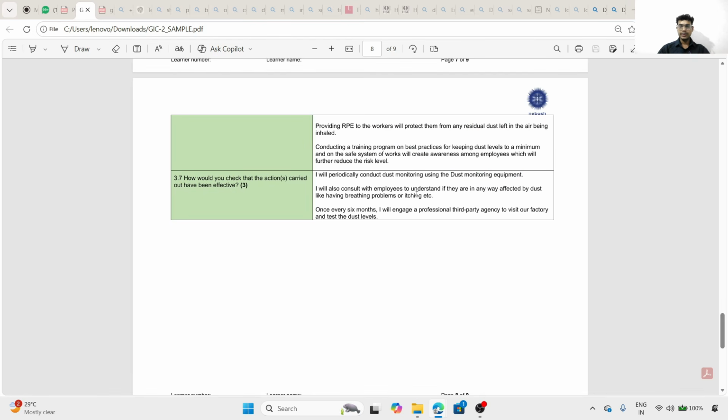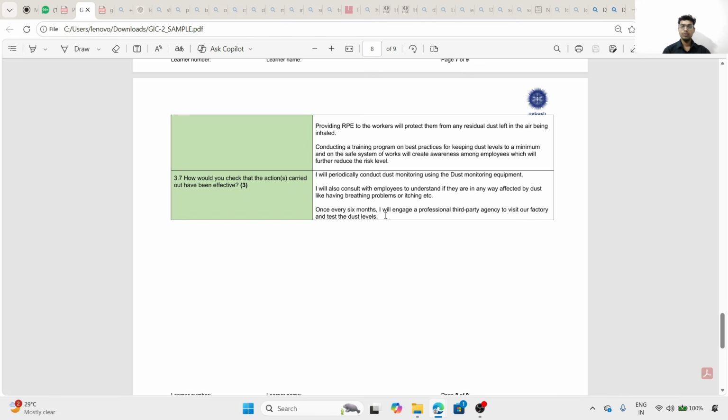I will also consult with employees to understand if they are in any way affected by dust, by having breathing problems or itching. So worker consultation will be done, in which we get their information on how the situation is currently going. That will also be important. Once every 6 months, I will engage a professional third-party agency to visit our factory and test the dust levels. Which means there is a third-party inspection. They come to this particular place and inspect the dust level, how much dust there is. So what happens in third-party inspection? What happens?